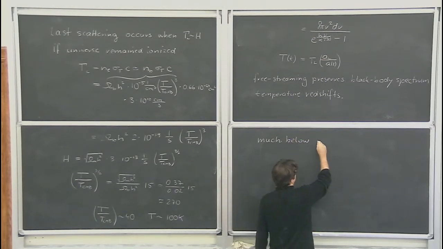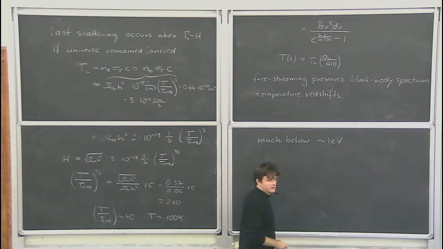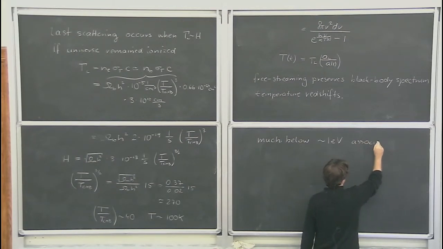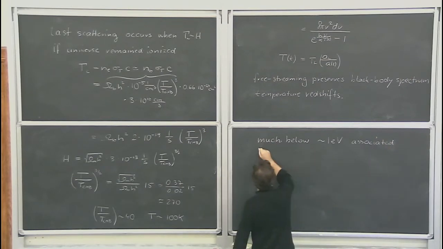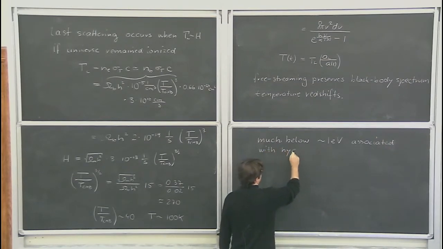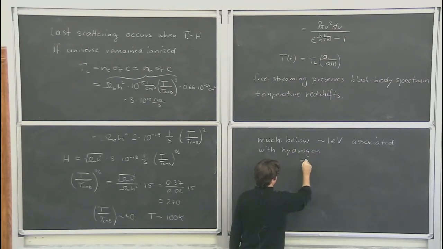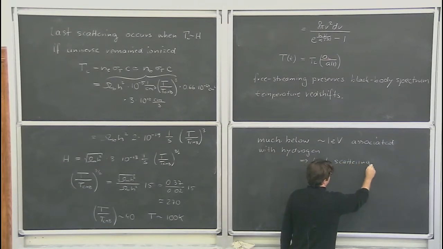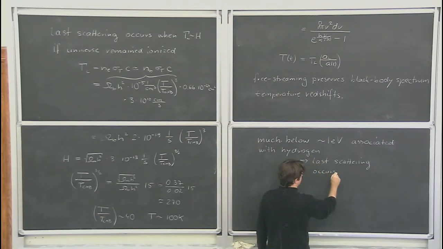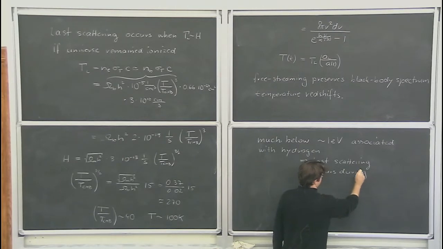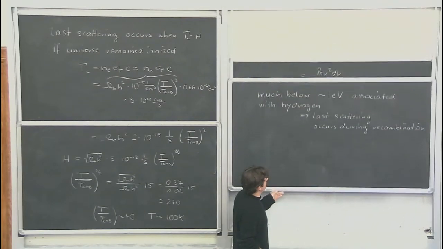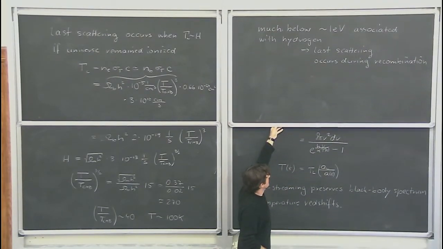So this is much below the 1 eV temperatures that are associated with hydrogen recombination. And so last scattering occurs during recombination. And so we'll have to study recombination if we want to understand how last scattering happens.